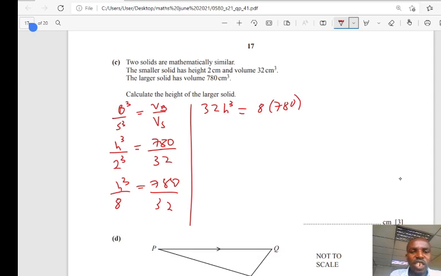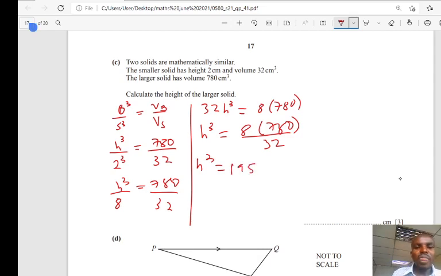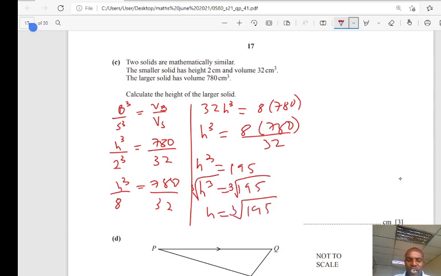Then you can divide by 32 here. It will be h cubed is equal to 8 times 780 over 32. Then h cubed will be equal to, now divide. 8 into 32 is 4. Then that's 780, it's 195. Then to remove the cube, you put cube root both sides, which means h will be equal to cube root of 195. What will be the cube root of 195?